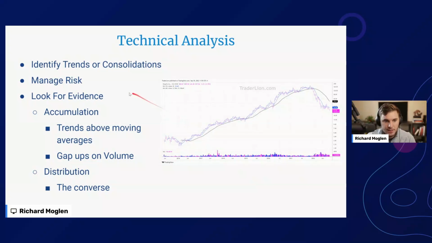Then, along with these top 2, I'm looking for evidence of either accumulation, where we've got trends above moving averages, gap ups on volume, and great closes on a weekly chart. All those different signs in the chart give you little hints about whether a stock is under accumulation overall. On the flip side, if the stock is under declining moving averages, trending down, with gap downs on volume and bad reactions to earnings, those are all signs of distribution.